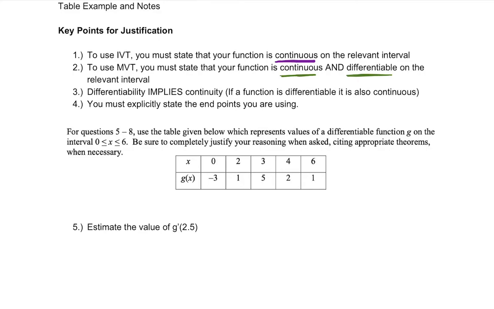There's a trick to both of these, and they won't tell you that it's continuous and differentiable. They'll usually just say it's differentiable because of this idea here. Differentiability implies continuity, meaning if I tell you the function is differentiable, I am also telling you that it's continuous. The basic logic there is if I tell you a function is differentiable, I'm also telling you there's no holes, right? Because we couldn't take the derivative at that jump. You'll see in a second how you actually do have to say this. You have to say that you know that differentiability implies continuity. And finally, you must explicitly state the endpoints you're using.